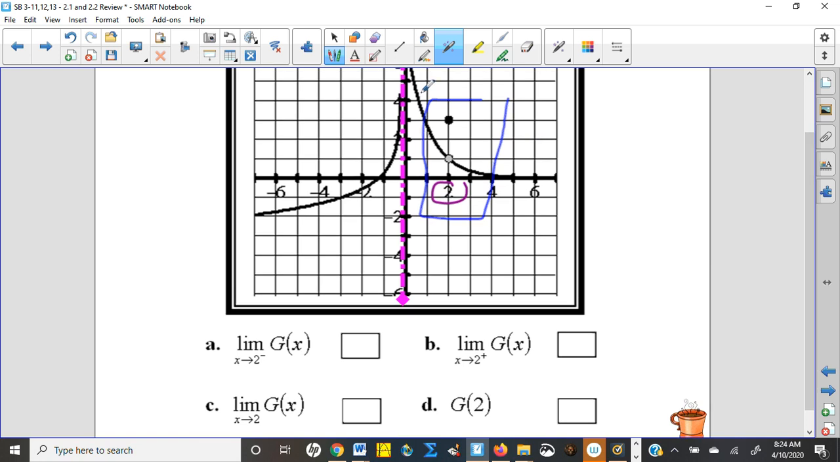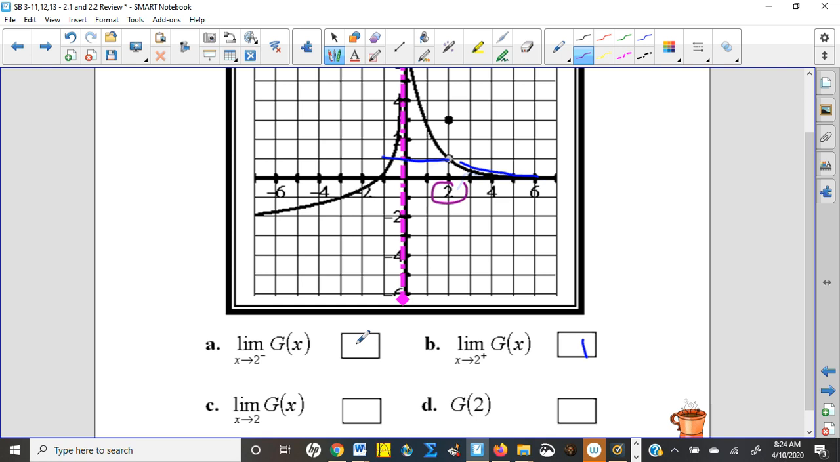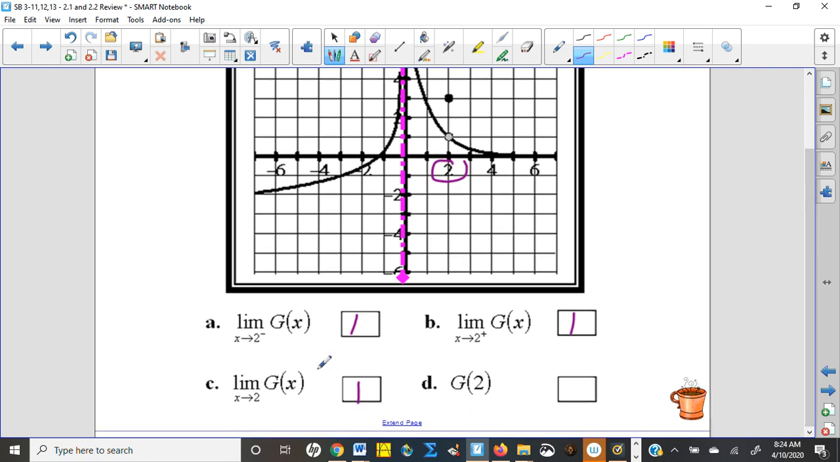But as we come into 2 from the left, the height my function is approaching looks like it's 1. So this would be 1. As I come in to 2 from the right, look at that. I'm still coming up toward that same height, 1. Okay, and that's the magic right here: when your left limit agrees with your right limit, then your two-sided limit exists. So if these 2 guys agree, you have a two-sided limit, even if the point's not there.